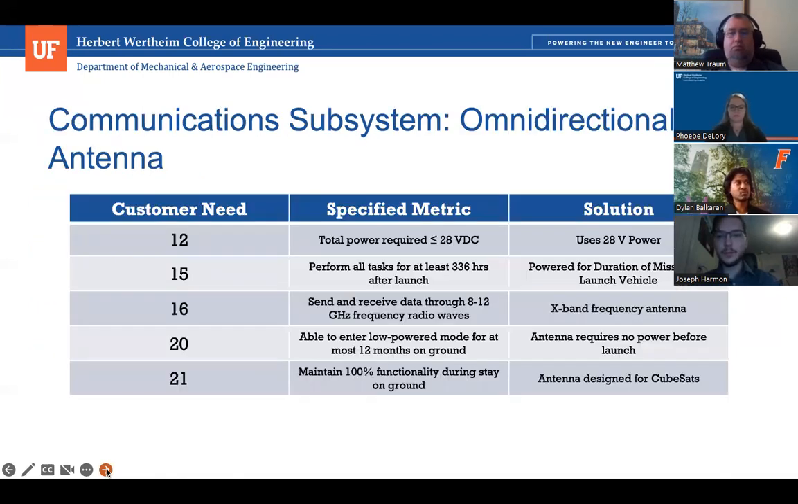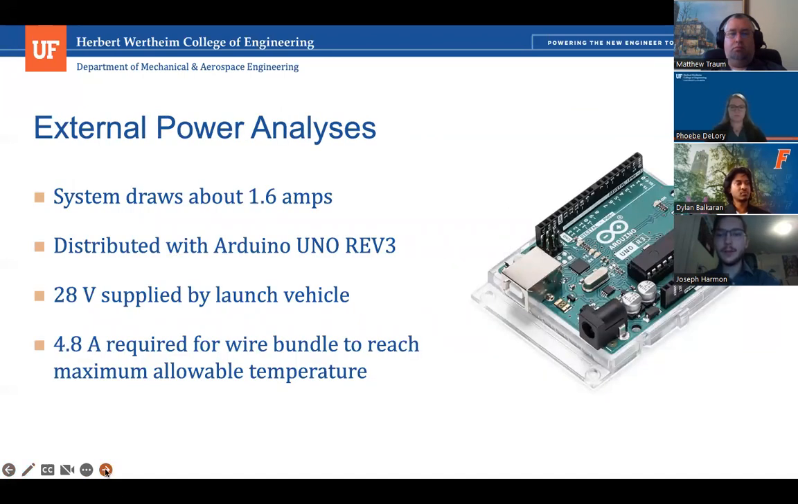The entire system draws a total sum of about 1.6 amps, which is well below what would be necessary to bother any of the wires, as it would require about 4.8 amps per wire, of which are 28 gauge copper wires coated in silicone, to produce any thermal issues.